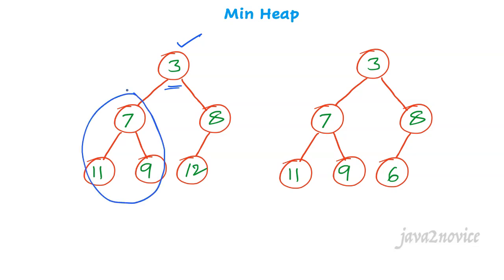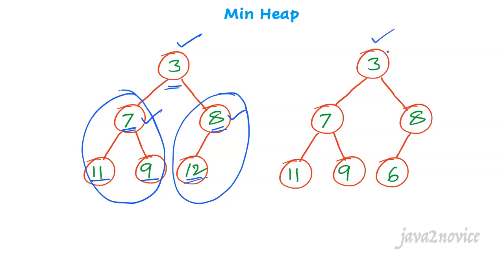Let's take the left subtree. The root node is 7. Its value is less than its children. Similarly, if we take the right subtree, the root node value is 8. 8 is less than 12. So this tree is called a min heap.